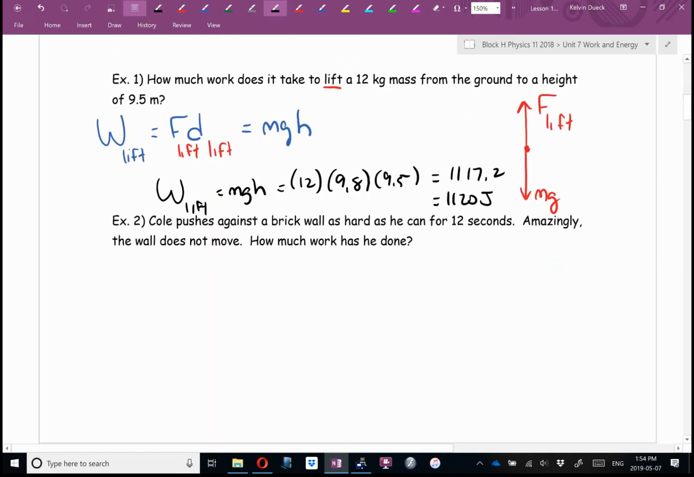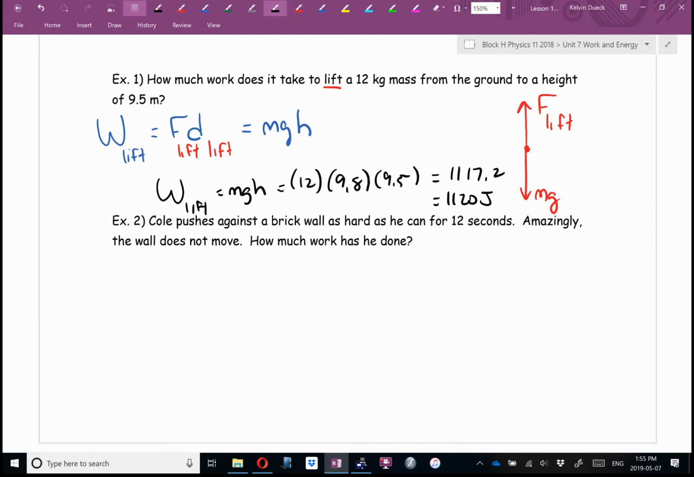Cole pushes, you know what? Kyle, could you stand up, please? We'll use Kyle instead of Mystery Human Cole. Could you walk against the wall over there? And could you push with 2 hands against the wall as hard as you can? Kyle pushes against a brick wall as hard as he can for 12 seconds. 1, 2, 3. Okay, you can stop, but just kind of freeze the pose.